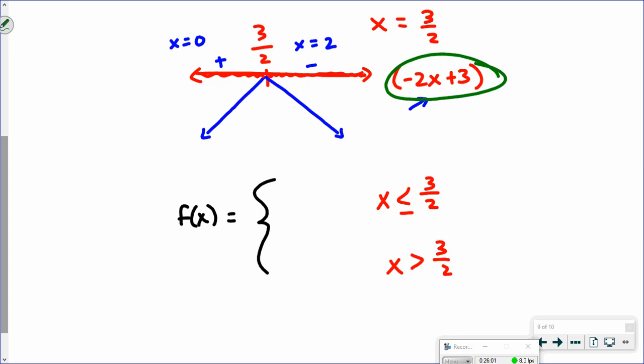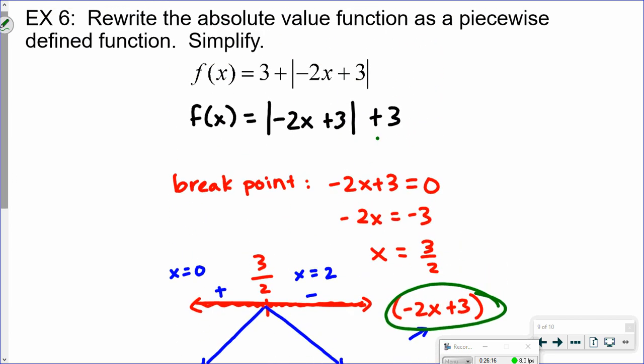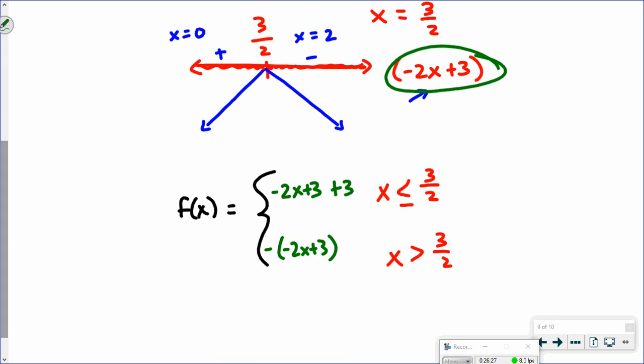So I have the positive, negative 2x plus 3, so nothing changes. Then I have the negative of negative 2x plus 3. But remember, there was a vertical shift. Okay, but that's not affecting my x value. That's not affecting my breakpoint or the positive and negative part. But it will affect what my function is at the end, because I still need this absolute value graph to go up 3 units, so that would change my linear equations a little bit too.